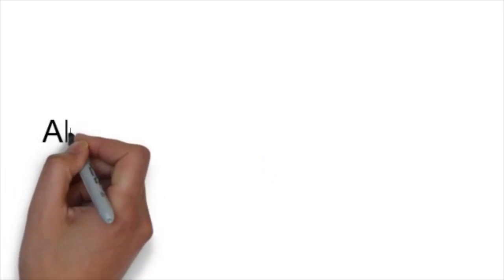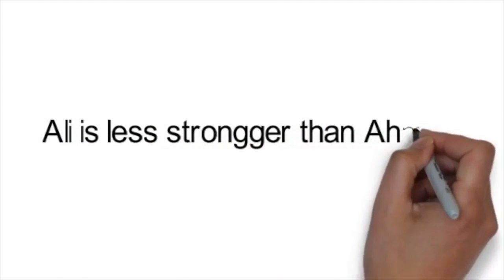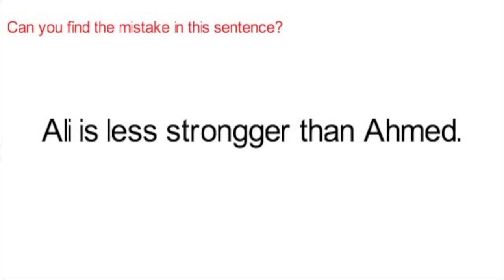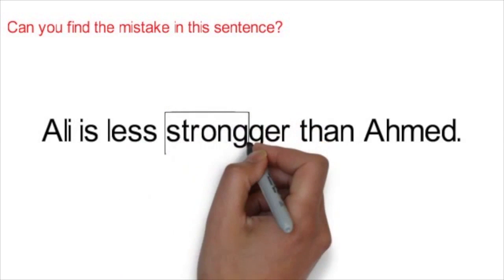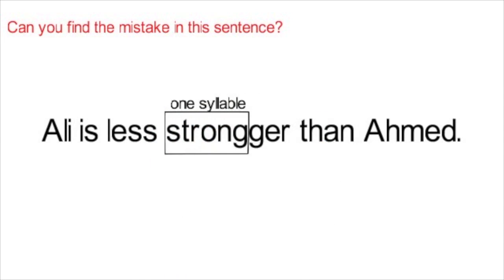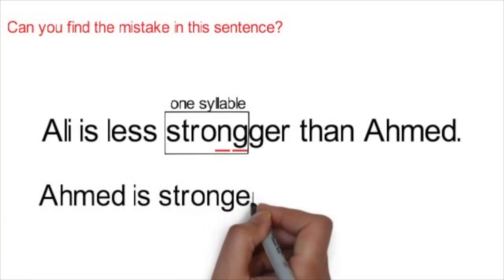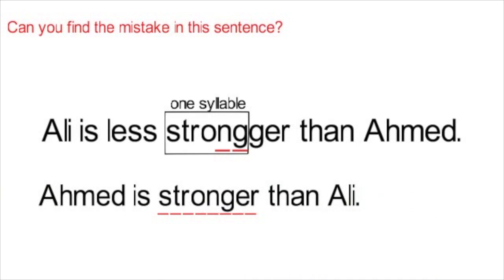Can you try the next one? Ali is less stronger than Ahmed. Can you find the mistake in this sentence? That's right. Strong is a short word that ends with 2 consonants, N and G. So what do we need to do? Just add ER. Ahmed is stronger than Ali.